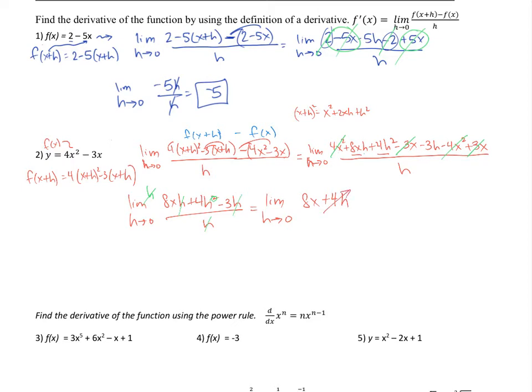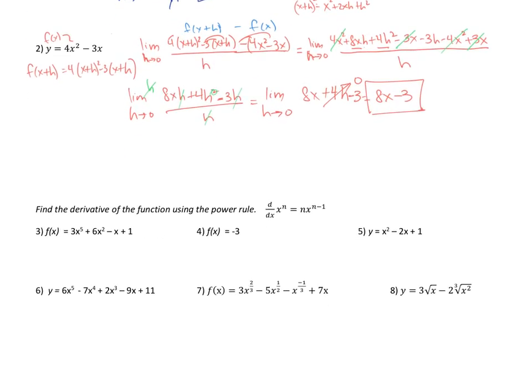Plug in 0. That's going to go to 0. And you end up, oh, minus the 3. I forgot minus the 3 right here. I forgot this minus 3. And you'll end up with 8x minus 3 as your final answer. All right, moving on to the next problem.